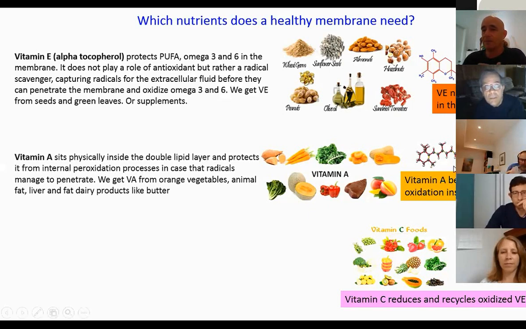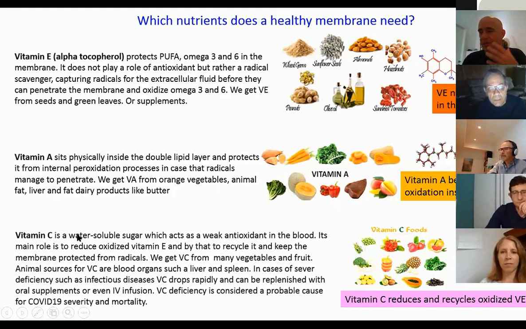Vitamin A, especially beta carotene, and then the body can process it further to other carotenes. It sits physically inside the double lipid layer, and it protects from internal peroxidation processes. We all know peroxidation of omega-3 or of PUFA, in case that radicals do manage to penetrate. And we get vitamin A from all the orange vegetables. We get it from animal fat, liver, and fat dairy products like butter. So a very yellow or orange butter will contain a lot of vitamin A.